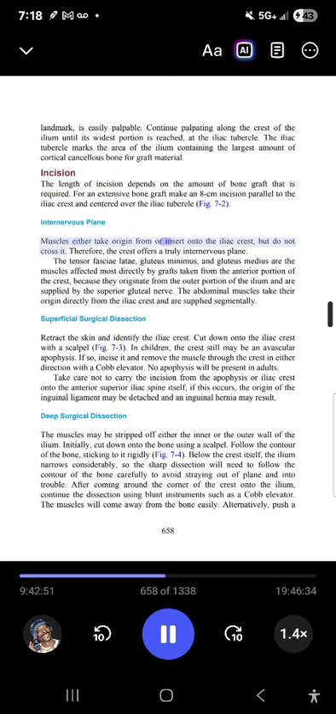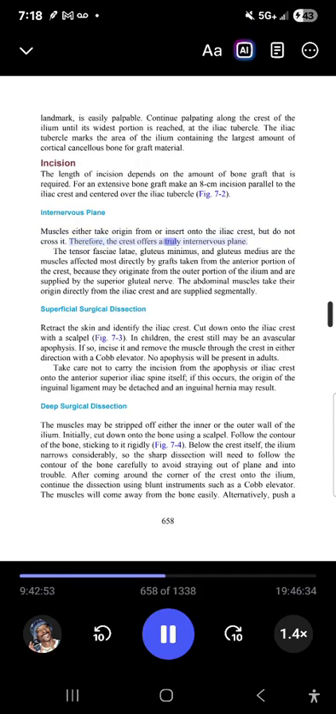Internervous plane. Muscles either take origin from or insert onto the iliac crest, but do not cross it. Therefore, the crest offers a truly internervous plane.